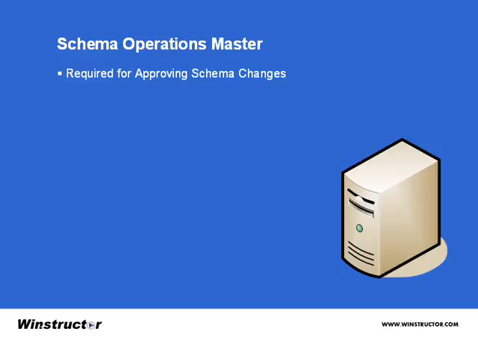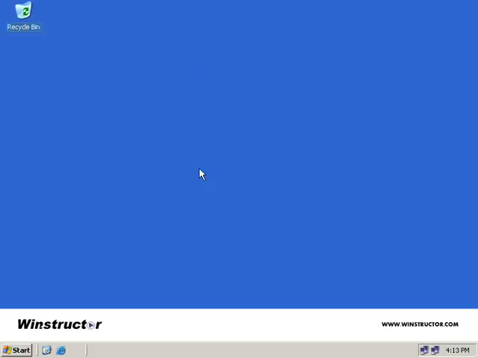The first role we have is the schema role. The Active Directory schema refers to the structure of the Active Directory database. In other words, what fields are contained inside the Active Directory database. Now there's only one server that holds the schema operations master role in your entire forest. So even if you have multiple domains, the server that holds the schema role will be required when schema changes are needed.